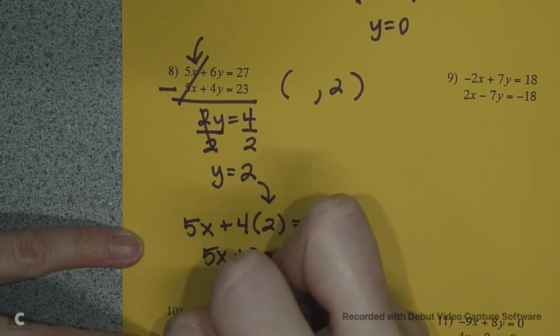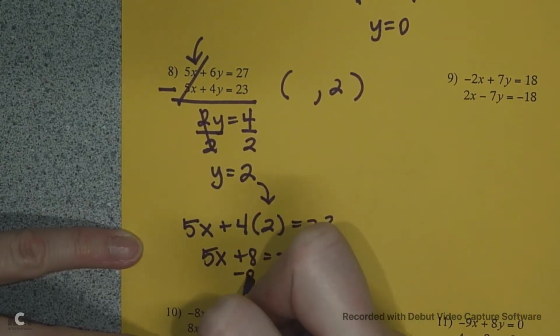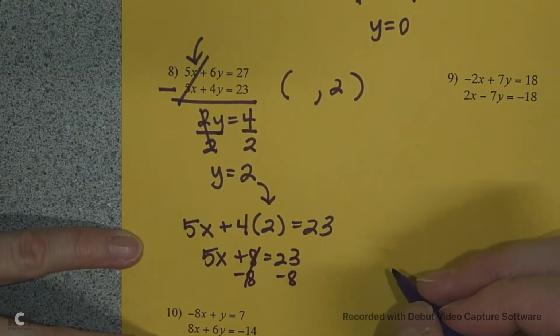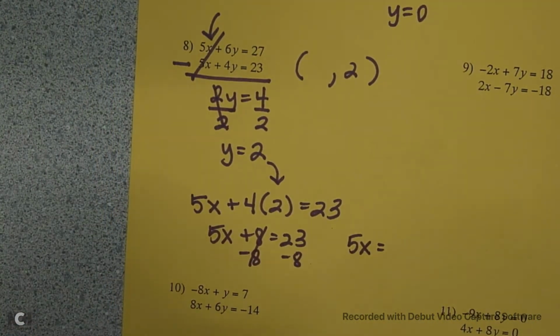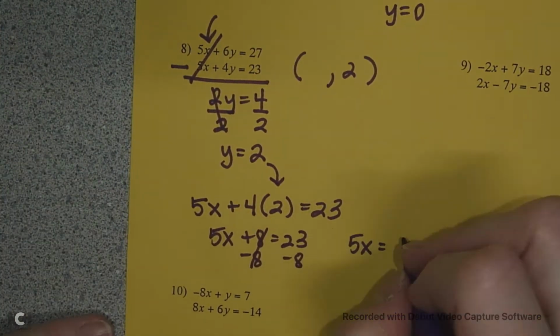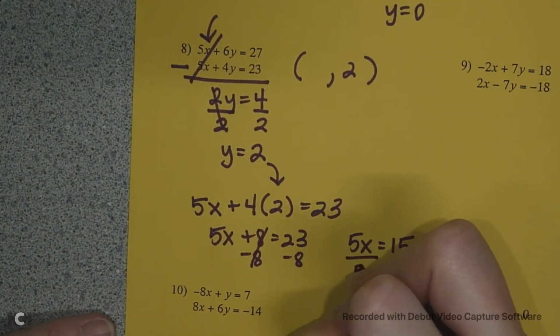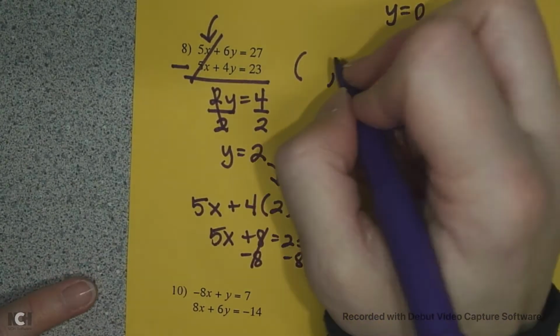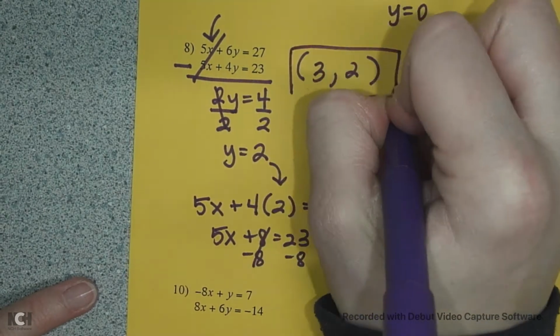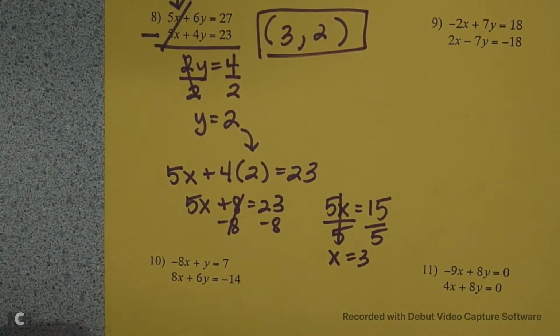5x plus 8 is equal to 23, so we're going to subtract by 8 on each side. And now we have 5x equals 23 minus 8 is 15. Divide each side by 5, and x equals 3. So my x value is 3, and my y value is 2, and now we have our ordered pair.